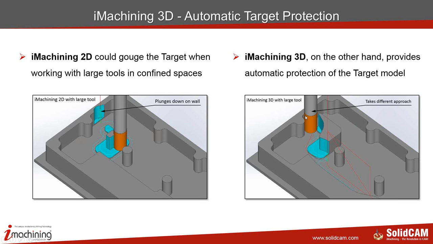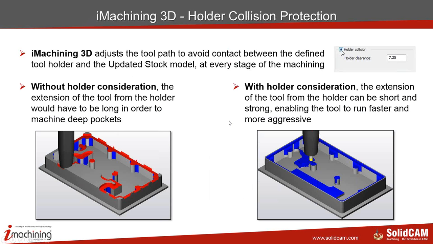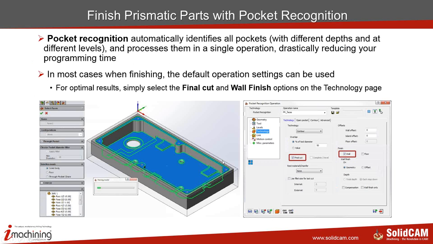But with iMachining 3D, since it recognizes these walls over here, it just changes the approach as to how to go in here, therefore avoiding that wall. We also showed you the importance of the holder collision. What happens if you don't have holder collision? And what happens when you use your holder collision? Now, as far as finishing goes, we have an entire AFRM package.